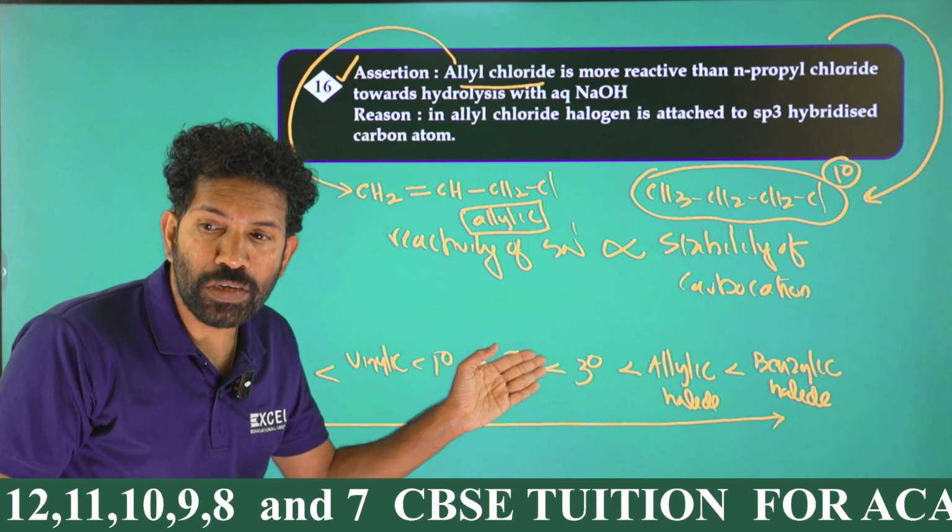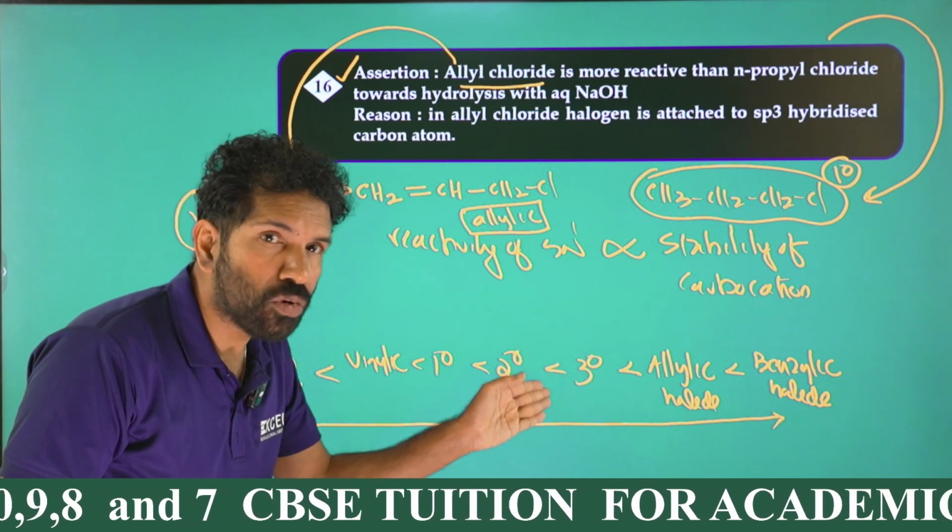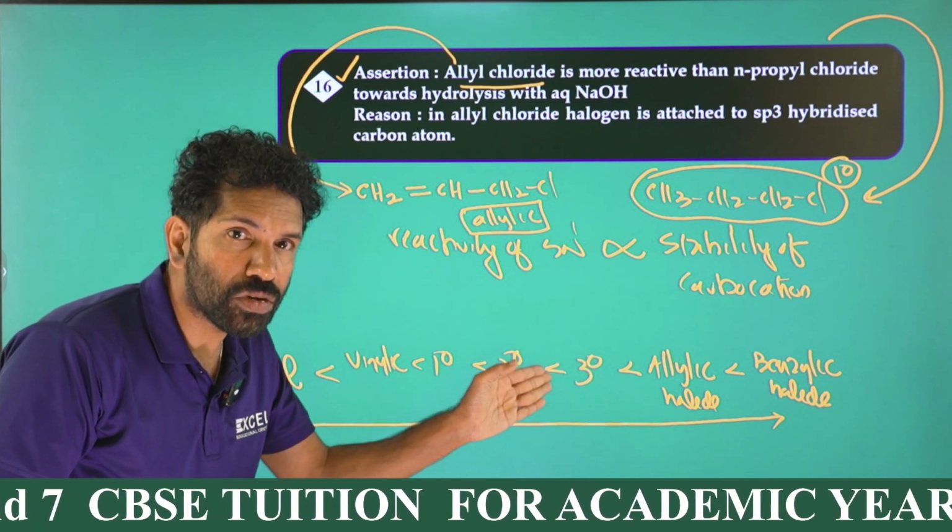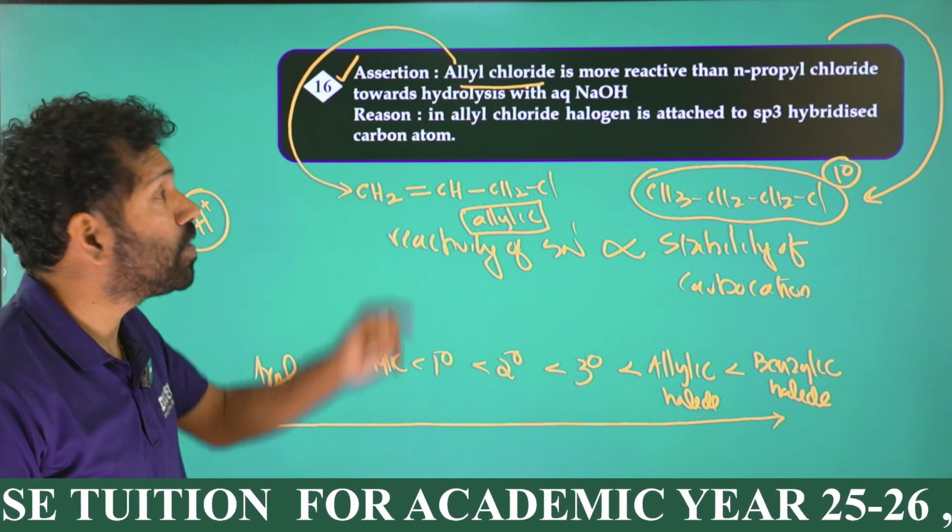Allylic carbocation is more stable than primary carbocation. That's the reason for that particular question, right? But here the reason given is different.